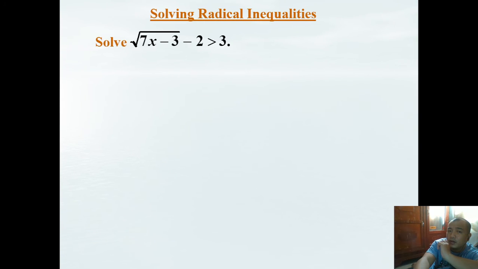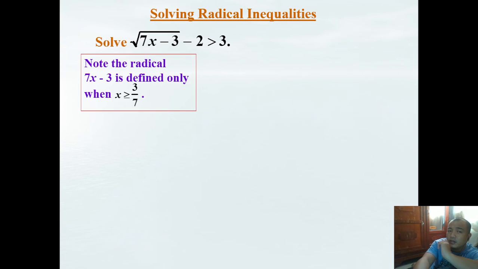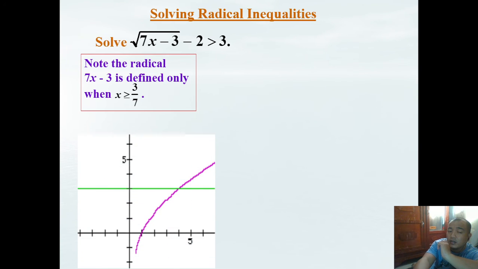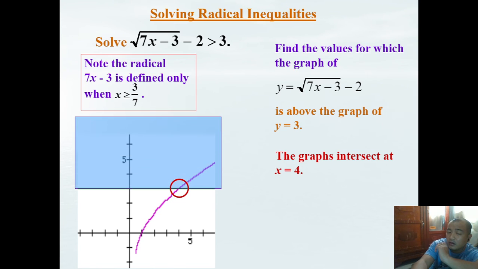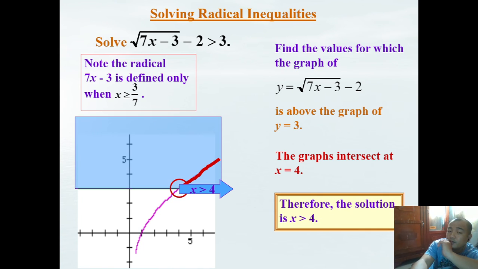Okay, we also have radical inequalities. The square root of 7x minus 3, minus 2, is greater than 3. Note that the radical 7x minus 3 is defined only when x is greater than or equal to 3/7. So we try to graph it. Find the values for which the graph of y equals the square root of 7x minus 3 minus 2 is above the graph of y equals 3. The graphs intersect at x equals 4. So the solution is x greater than 4.